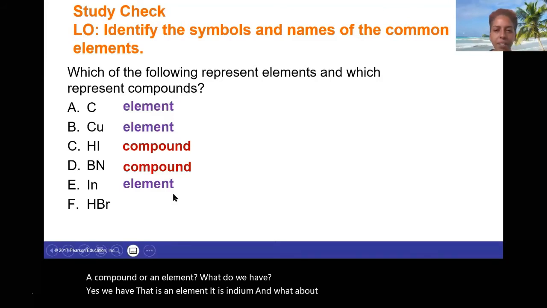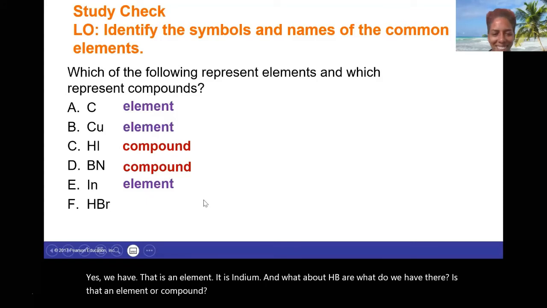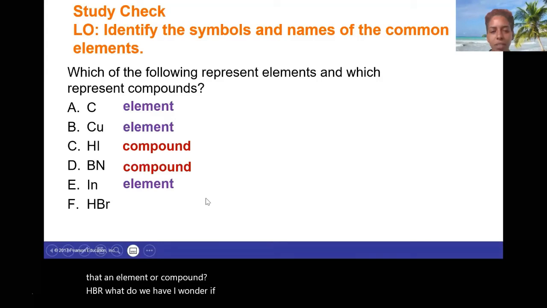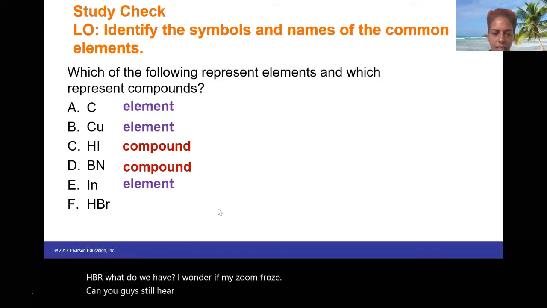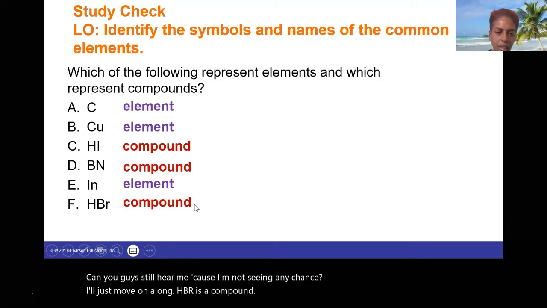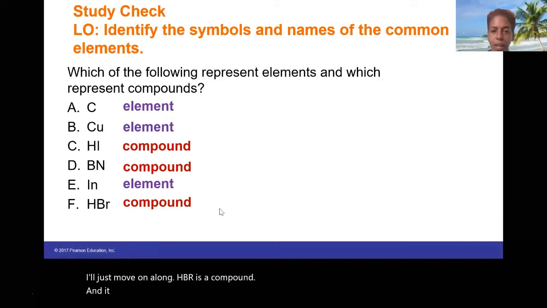What do we have there? Is that an element or a compound? HBr, what do we have? I wonder if my Zoom froze. Can you guys still hear me? Because I'm not seeing any chats. I'll just move on along. HBr is a compound and it is hydrogen bromide.